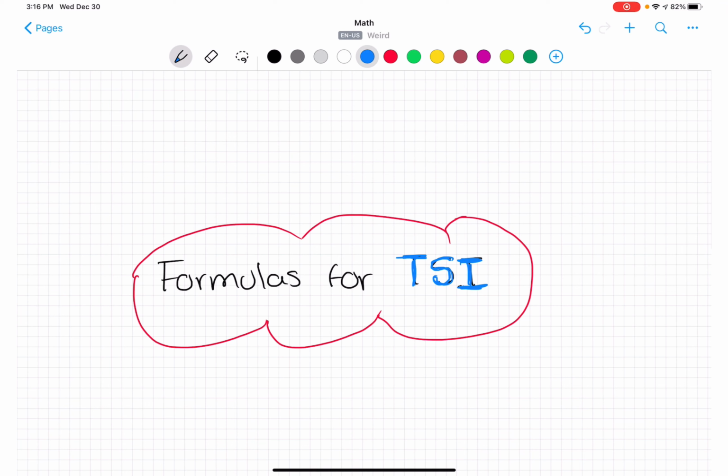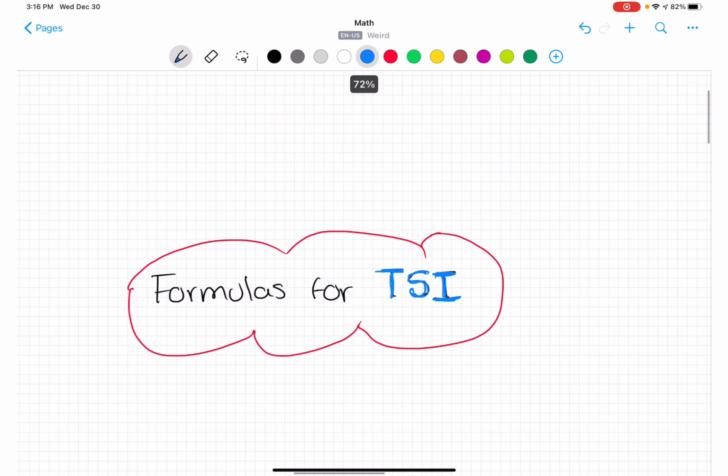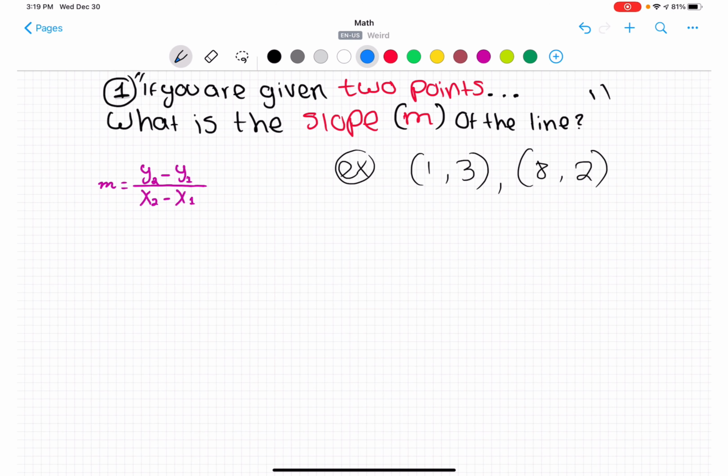Today we're going to cover some formulas for the TSI. We're going to see a few important formulas that you are required to know in order to answer a lot of questions. Okay, so we're going to start with the first one. So this is the first problem, or some examples that you are going to see.